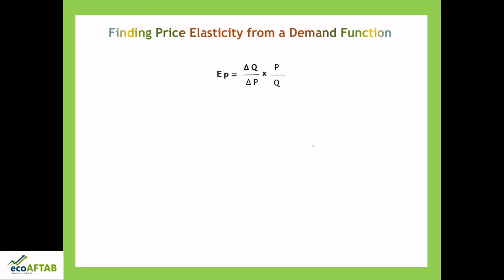So, as you know, in the previous slide, the formula that we used to calculate price elasticity of demand was EP is equal to delta Q by delta P into P by Q. This particular formula we will keep at bay on some side and let us see what is happening.